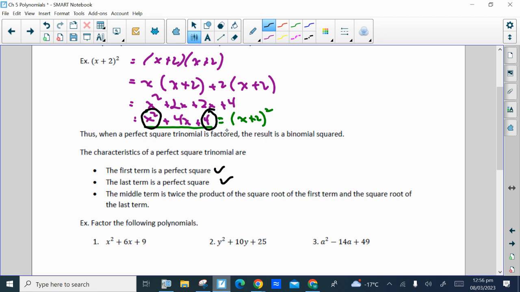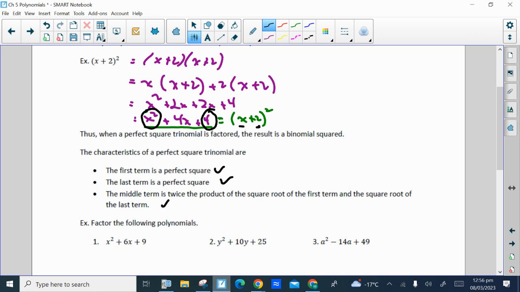The square root of x squared is x, so that's where that x came from. The square root of the last number 4 is 2, that's where the 2 came from. And to know whether it's a plus or a minus between them, look at the middle term. Because it's a positive 4x, that's why it's a plus between those two terms.